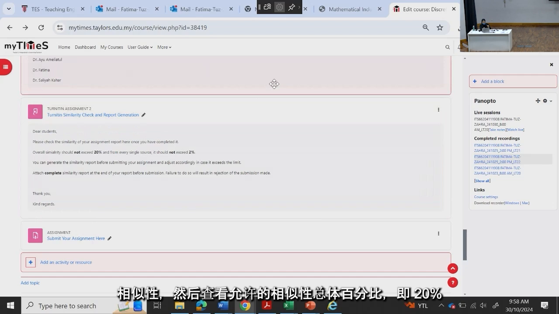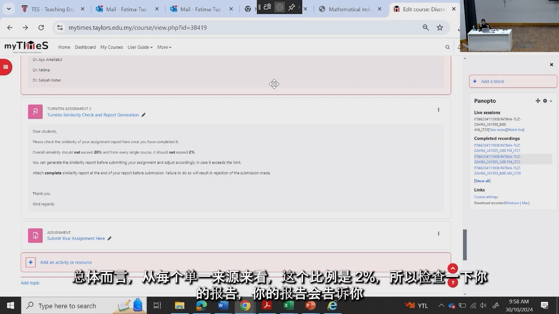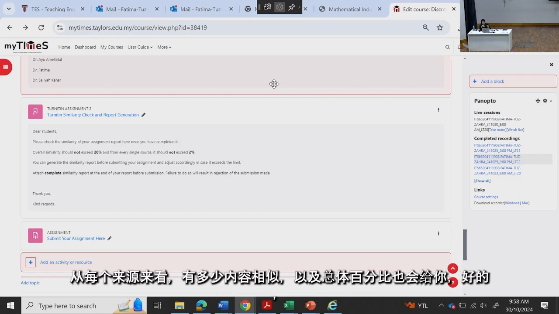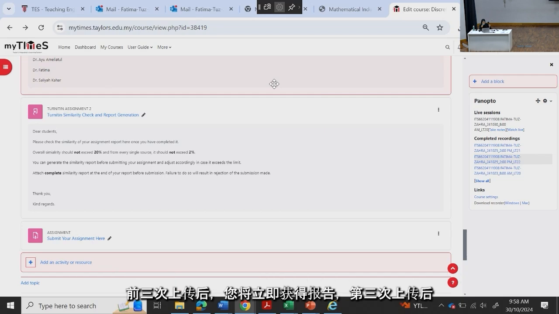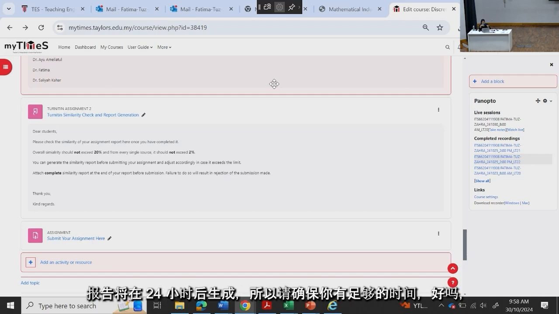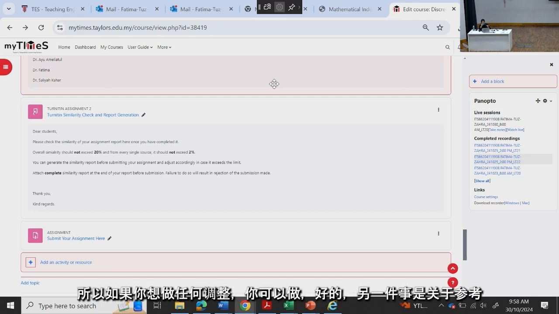Then look at the overall percentage of similarity that is allowed. That is 20% overall, and from each single source it's 2%. Your report will tell you from each source how much content is similar, and the overall percentage will also be given. For the first 3 times when you upload, you will get your report instantly. After the 3rd time, your report will be generated after 24 hours. So make sure that you have this much time, so that if you want to make any adjustment, you can.